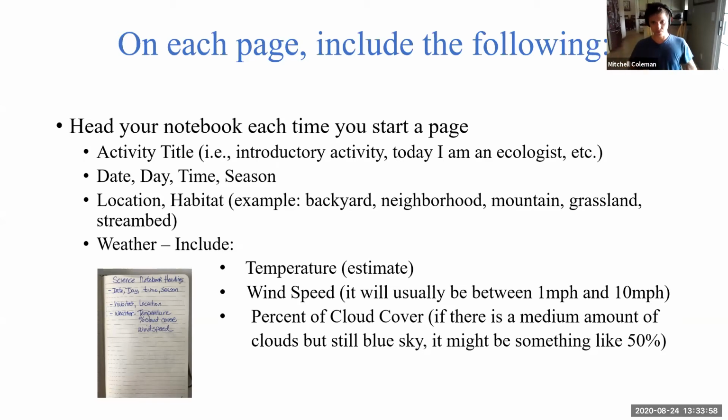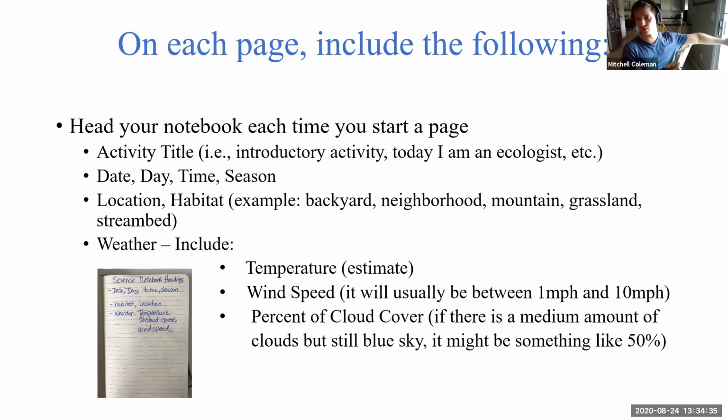So let's just do an example. And this is, again, something I want you to note on every single page. Okay, and it can be very quick. The activity title, let's say we're doing one right now, and I'm noting it in my journal entry with a pen. I'm going to note the activity title is Intro to Biology Notebook. The date is August 24th, 2020. The day is a Monday. The time is about 1:30 p.m. The season is summertime.